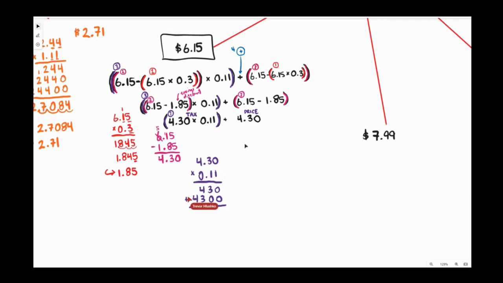These, I had 4 decimals here. 1, 2, 3, 4. I need to make sure that I have 4 decimals afterwards. Oh, I only have 4 numbers. That's okay. My decimal just goes right there, and I can put in a 0 to hold my place if I need to. So I can find that the tax on my item is going to be 47 cents.